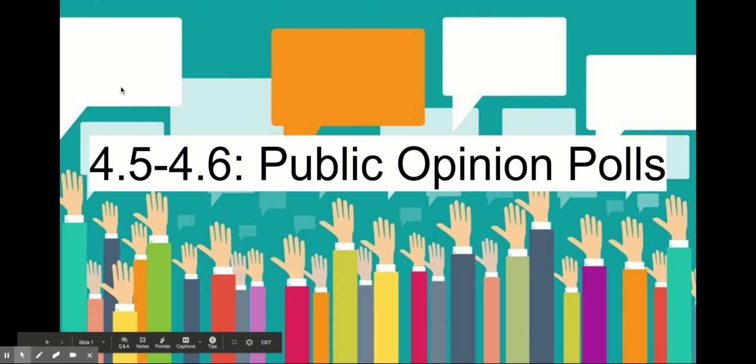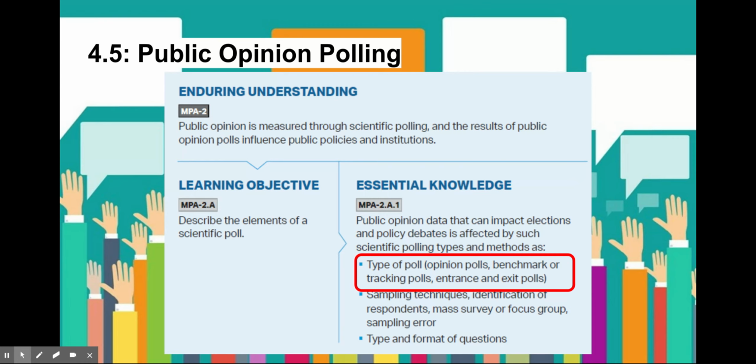Okay, minions. We're looking at standards 4.5 and 4.6, covering public opinion polls over the next 3 videos. In the first video, we're going to be looking at the types of polls, like tracking polls, interest polls, and exit polls. As you can see here are the AP standards. Describe the elements of a scientific poll is a big part of this.